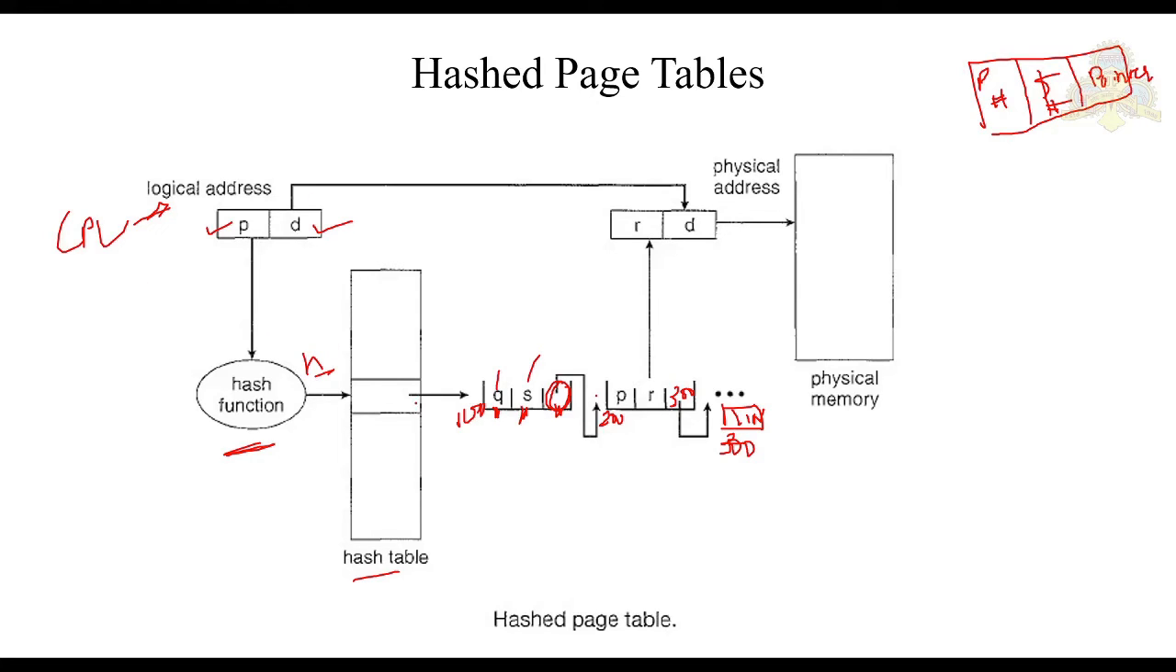Fine. So how the search happens here is, whenever you get a hash value, it points to that particular linked list. Whenever you search this linked list, if you find the page number in any of the nodes, you extract the corresponding frame number, the middle one. Then you add that frame number with the displacement, and that gives you the physical address. So this is about hashed page tables.